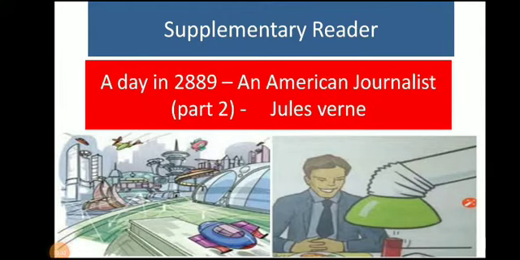In this video, we are going to learn part 2 of an interesting supplementary reader, A Day in 2889 of an American Journalist. It was written in 1889 by Jules Verne. It gives us a glimpse of the futuristic world in which people rely on machines for almost everything.